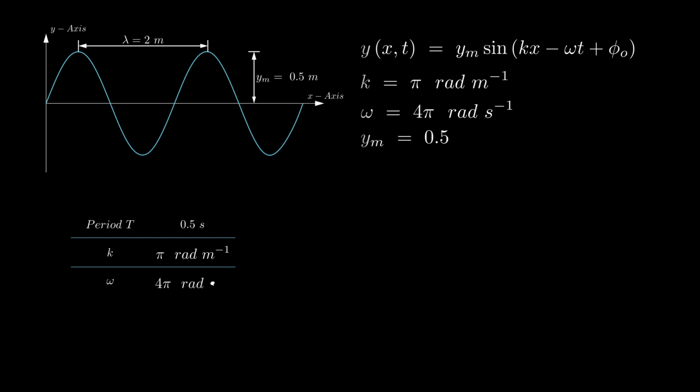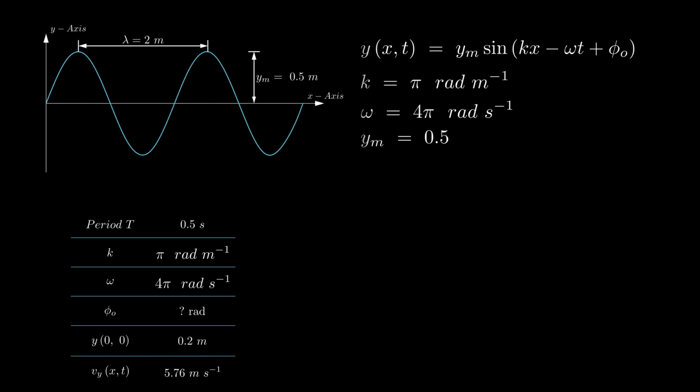We now need to determine the phase constant, denoted as phi naught. However, the provided information alone isn't sufficient to determine phi naught, which represents the phase of a wave at time t equals 0 at the origin. Let's consider that the wave's displacement is 0.2 meters when both x and t are equal to 0, and it has a transverse velocity of 5.76 meters per second. With this data, we can calculate the phase constant.